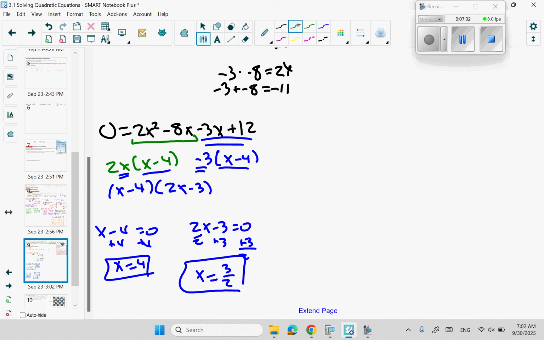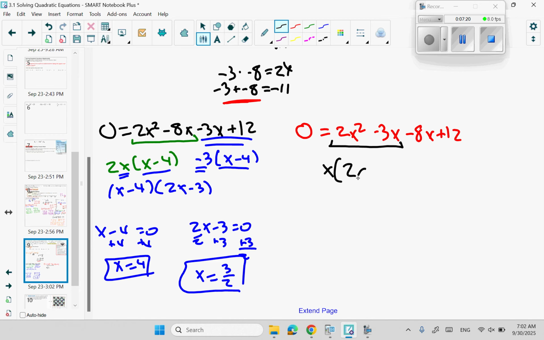Quick aside, remember I've told you that the order doesn't matter. So if I did 2x squared minus 3x minus 8x plus 12, that's perfectly okay. What can I take out of those? Well, that would unfortunately be just x, leaving me with 2x minus 3.